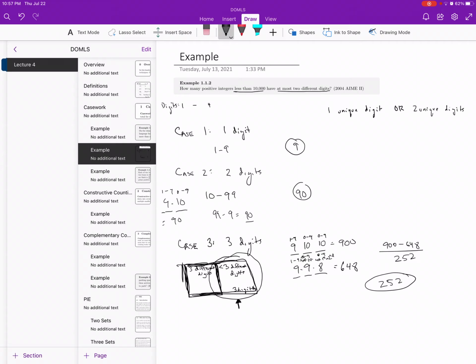Okay, now let's finally deal with the last case. 4 digits. Okay, so now we want to have at most 2 different digits. So let's look at it. Now we're going to do our casework on 1 unique digit or 2 different unique digits. So I'm going to make a subcase 1.